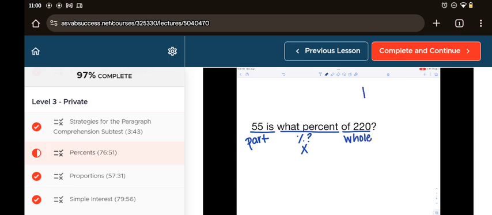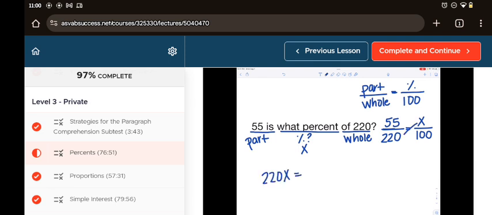So now that we have that, I just want to remind you that our equation is part over whole equals percent over 100. So let's start plugging stuff in. I'm going to do my equation over here on the side. So part is 55. We don't know the percent, so we're going to call it x. 220 is the whole, and 100 always goes down here. So 220 times x is 220x equals 55 times 100 is 5,500. I'm going to divide by 220 on both sides. Why? Because the 220 is multiplied to the x, and I want to get rid of it, so I divide. And whatever I do to one side of the equal sign, I have to do to the other.